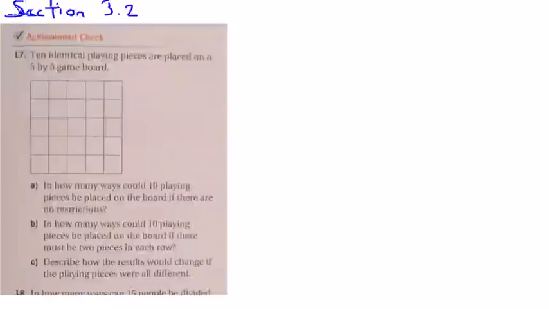Okay, ladies and gentlemen, I'm going to answer question 17 from section 3.2. It says 10 identical, and that word is important. 10 identical playing pieces are placed on a 5x5 game board. On a 5x5 board, there would be 25 places where you could place these pieces. So, in how many ways could 10 playing pieces be placed on the board if there are no restrictions?